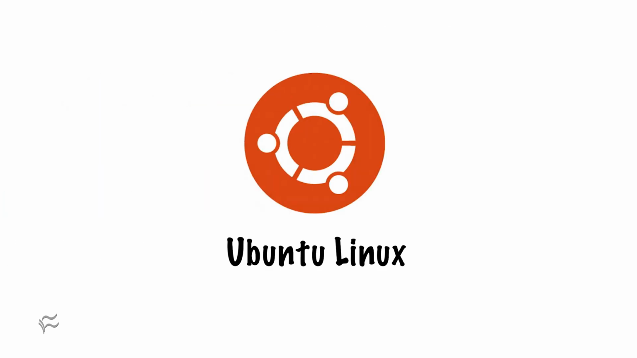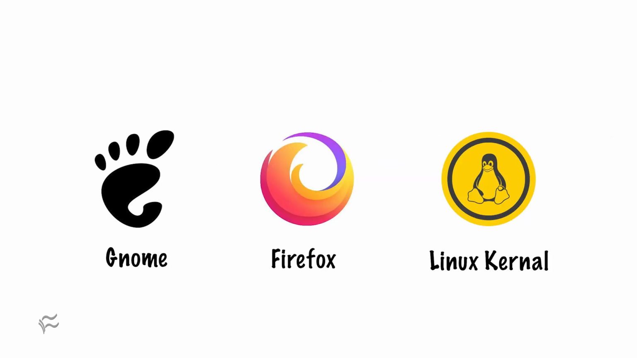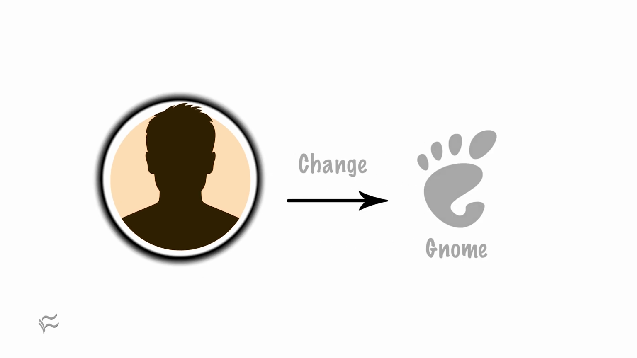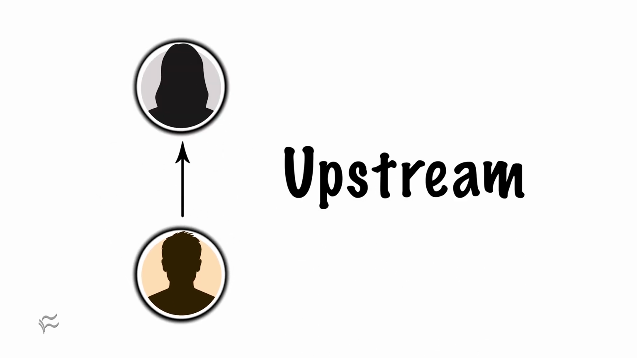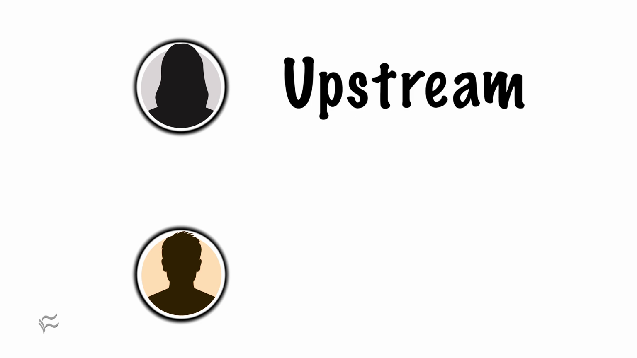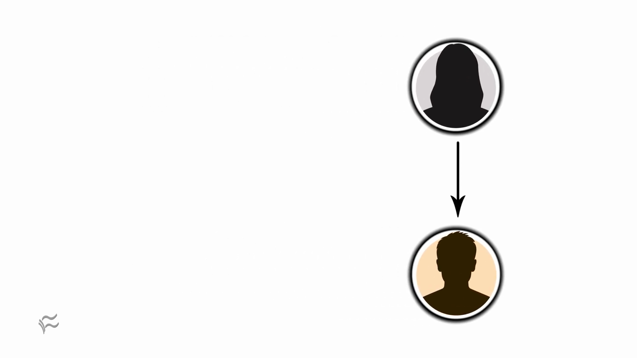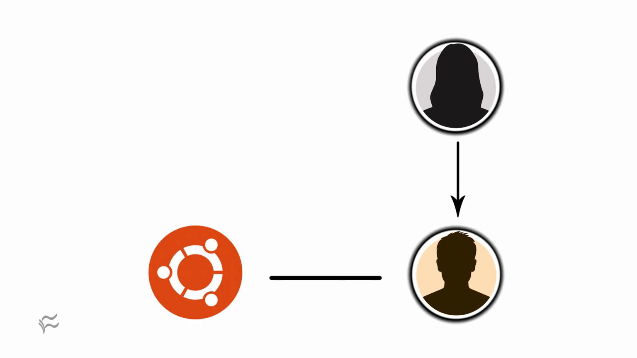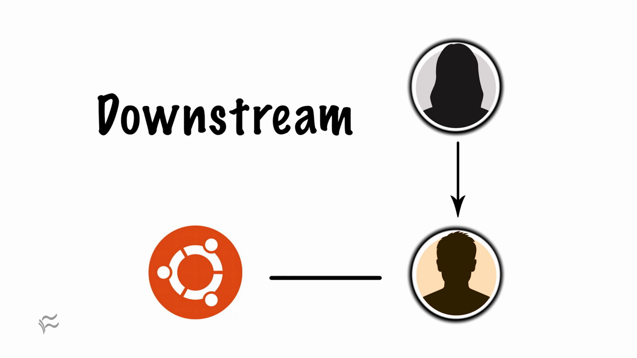The terms upstream and downstream also apply to Linux distributions with a slight twist. Let's examine Ubuntu Linux. Upstream refers to the software that a distribution packages and ships to users, such as GNOME, Firefox, and the Linux kernel. So if the Ubuntu developers make a change to GNOME, they would then send that change upstream to the GNOME developers. If the GNOME developers make a change that would affect Ubuntu, they would send that change downstream.